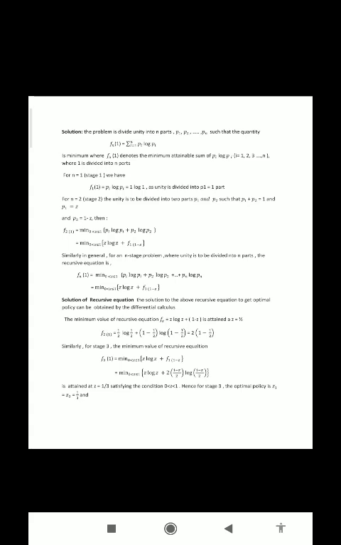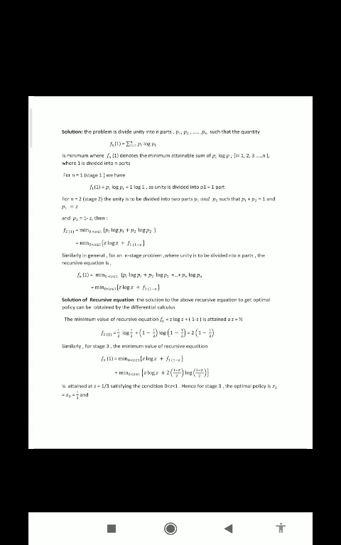For that, let us define the recursive equation for stage n equal to 1, f1 of 1 equal to 1 log 1. Similarly, for stage 2, we define f2 of 1 equal to p1 log p1 plus p2 log p2, or we shall write this as z log z plus 1 minus z log 1 minus z, such that p1 plus p2 equal to 1, where p1 equal to z and p2 equals 1 minus z.